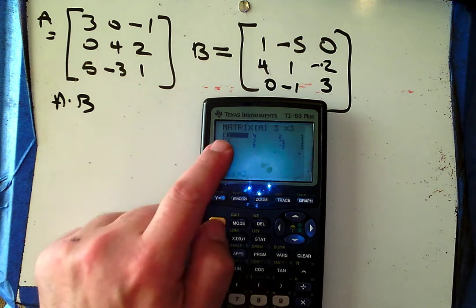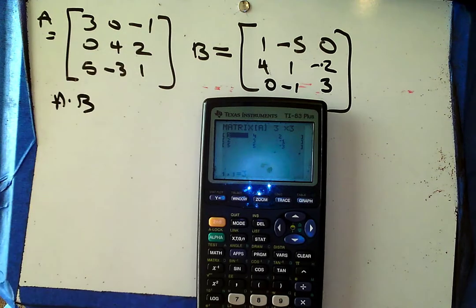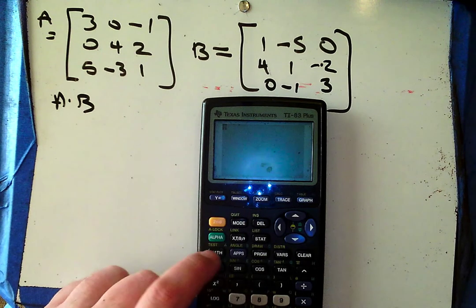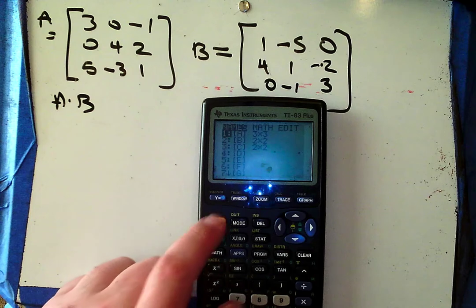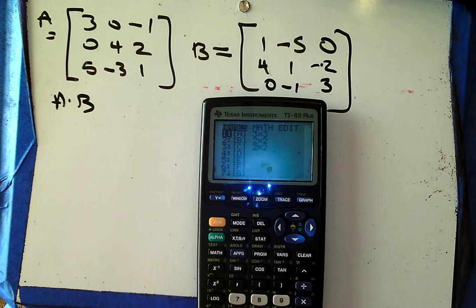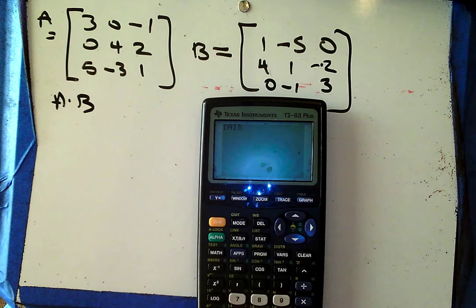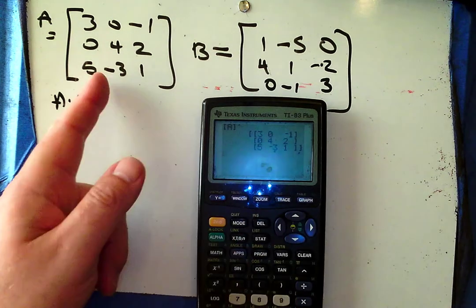And then we go in to type in the values that we see here. 3, 0, negative 1, 0, 4, not 42, but 4, 2, 5, negative 3, 1. And so matrix A is typed in, and we can quit out of that. And if we go back to matrix and pull up this name, just hit enter. See how it says matrix A here on our screen? If we hit enter, it shows us matrix A.